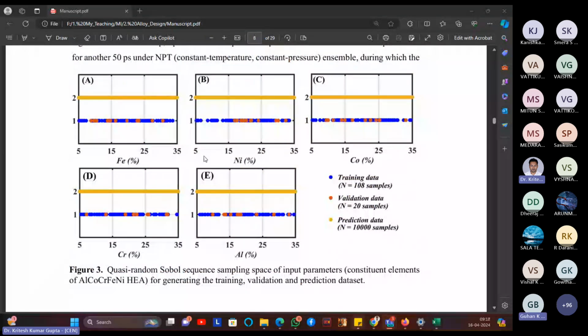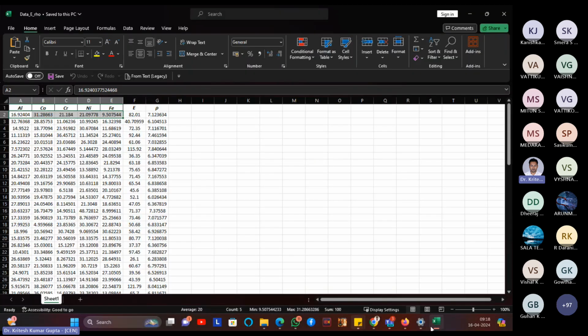Yes, okay, so what I'm showing here is how many samples I have used for training the data, how many samples I have used for validating the model, and how many samples I have used for prediction. If I look at these 108 samples, all the blue samples you are seeing over here correspond to individual variation in the features, right? This corresponds to ferrous, this to nickel, this to cobalt, this to chromium, and this to aluminium. That's what is projected here also.